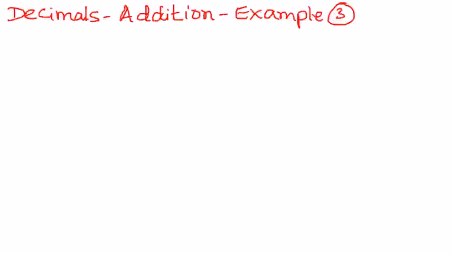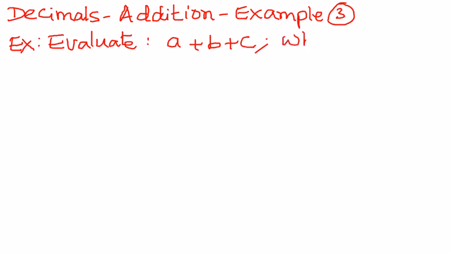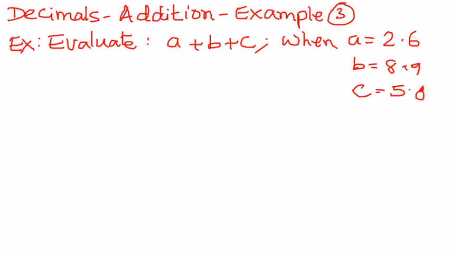So let me explain this example here. Let me write it down. We want to evaluate this expression a plus b plus c when the value of a is 2.6, the value of b is 8.9, and the value of c is 5.8.